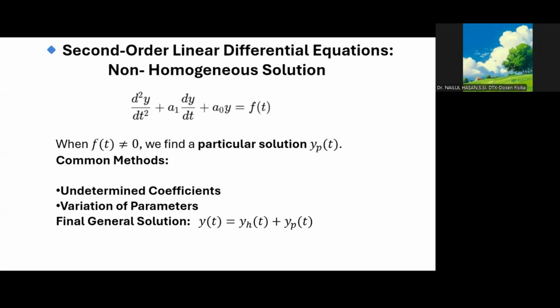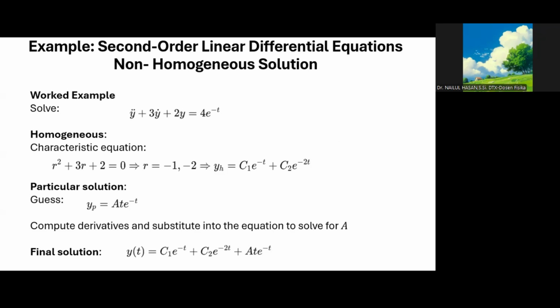And then let's move to the second order linear differential equation, non-homogeneous solutions. When f is not 0, we find particular solutions. We call particular solution yp, depending on time. Common methods are undetermined coefficients and variation of parameters. For the final general solution, we combine y for homogeneous solution and y for particular solutions.